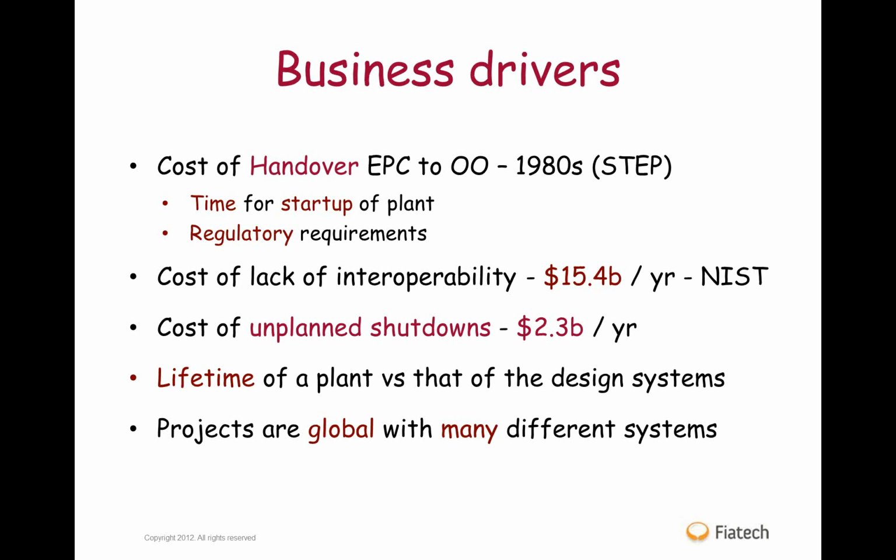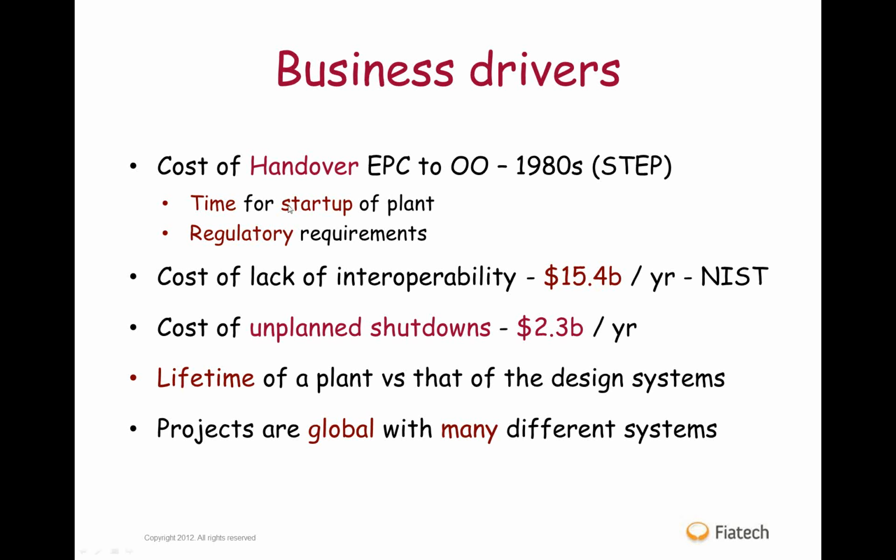The other key factor here is that the lifetime of a plant is 60 to 100 years, depending on the type, whereas that of a design system is, if you're generous, probably about 6 years, but they do last longer. However, it does mean that you're going to be going through many different design systems in the lifetime of the plant. And therefore, your information needs to be extracted from those systems.